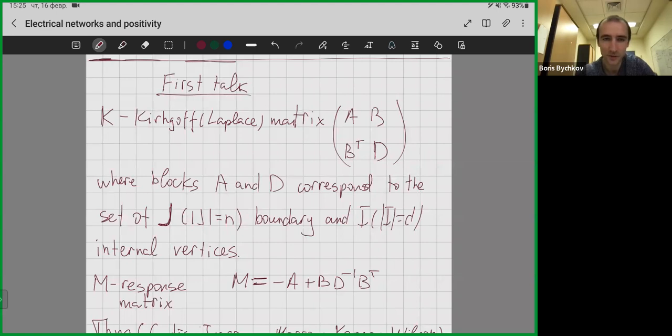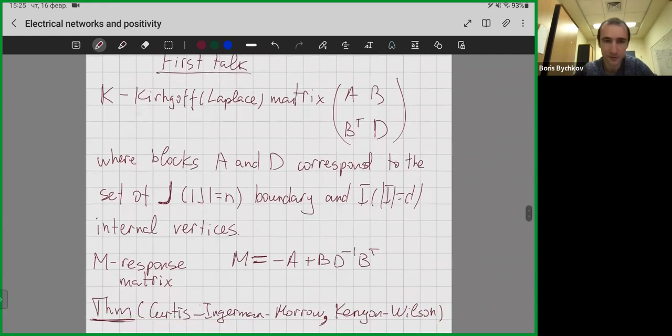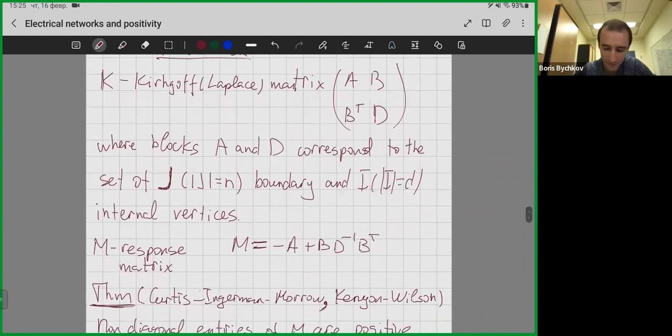So today is the second talk about the electrical networks and positivity. So what was on a week ago? I defined the Kirchhoff matrix, this symmetric matrix.